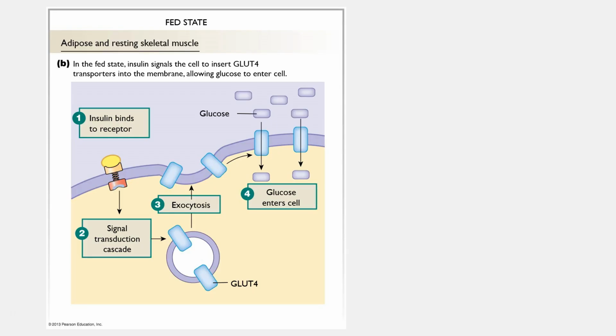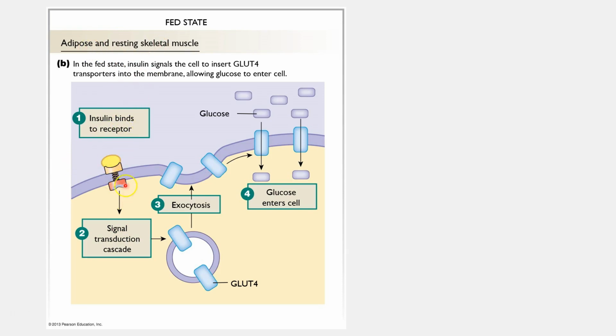So just to review and recap what I talked about in the last lecture. In the last lecture, I talked about the fed state, right? Here's the fed state. Adipose tissue and skeletal muscle in the fed state respond to insulin. When they respond to insulin, that means glucose levels are high in the blood. So if glucose levels are high, you get insulin released from the pancreas. Insulin circulates in the bloodstream, binds to receptors present on adipose tissue or skeletal muscle.